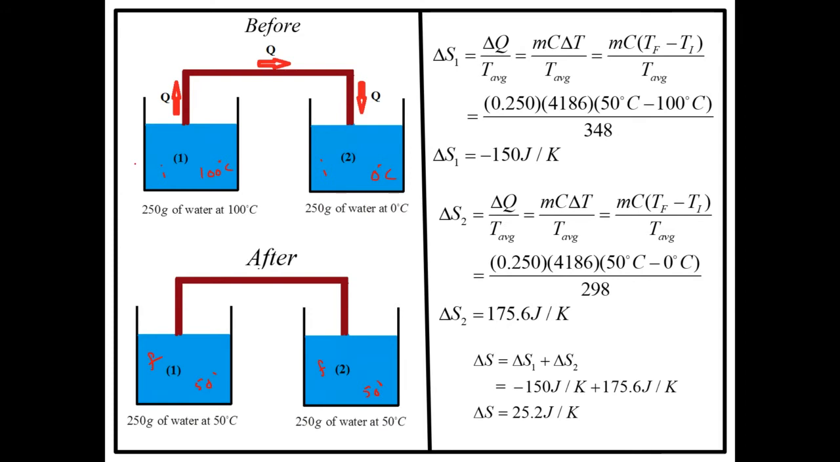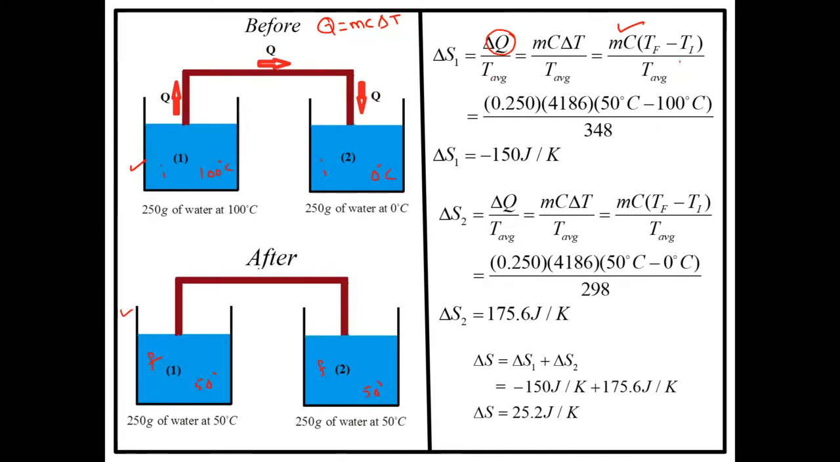Could you please apply the change in entropy for this case? Change in entropy is equal to delta Q over T average. Am I right? Yes. And we studied the formula for delta Q. What is the formula for delta Q? m c delta T. We studied this formula. Do you remember that? Yes. So I apply the formula here, so I can write it like this. Am I right or not?